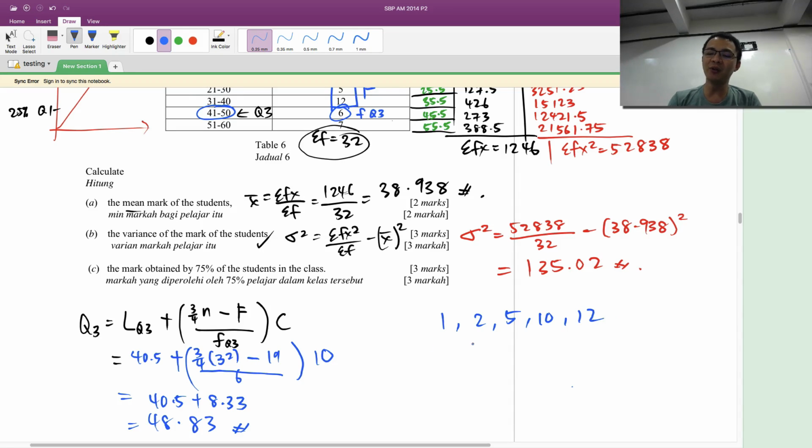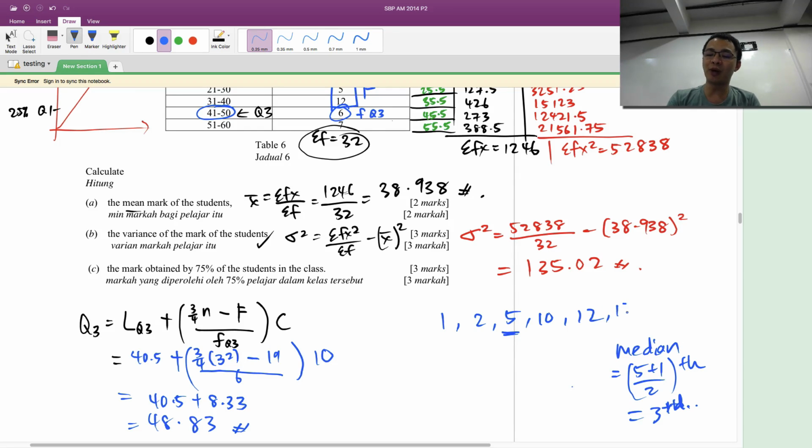If I want to find my median, this is math. I have 5 numbers here, so I will do 5 plus 1 over 2, so I will get the third number. The third number is my median. It's over here, isn't it? So I know my median is equal to 5.